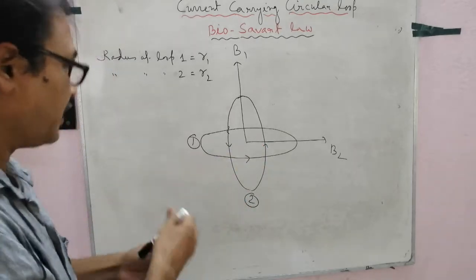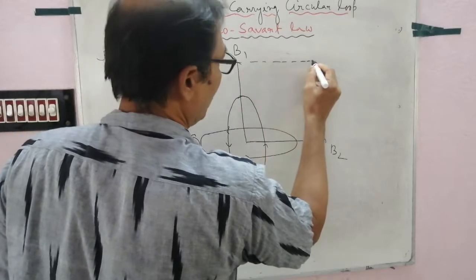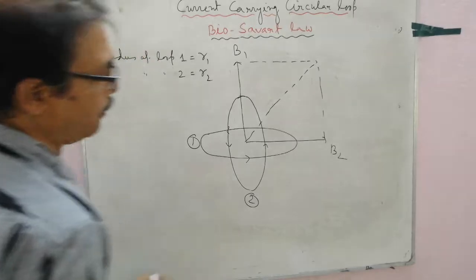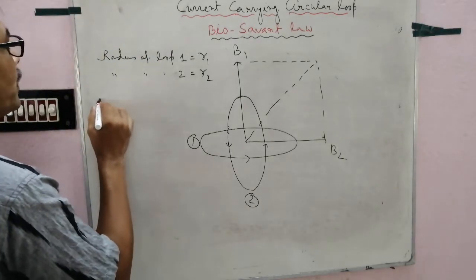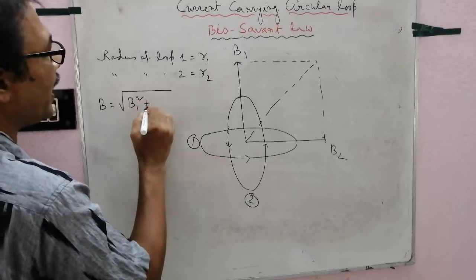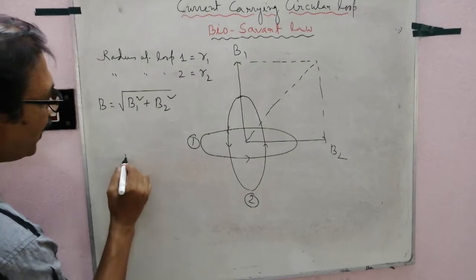These two fields are mutually perpendicular to each other. So the resultant field, if we apply the parallelogram law of vectors, then B equals root over B1 square plus B2 square. Of course, you know the value of B1.